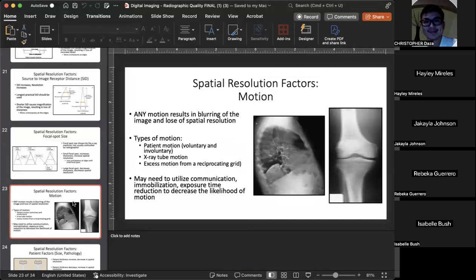Now, when we talk about motion, when you look at motion, what you're seeing is any motion results in blurring of the image. Okay, so this could be patient motion, tube motion, motion from a reciprocating grid, right? So whenever there's motion, you lose spatial resolution.